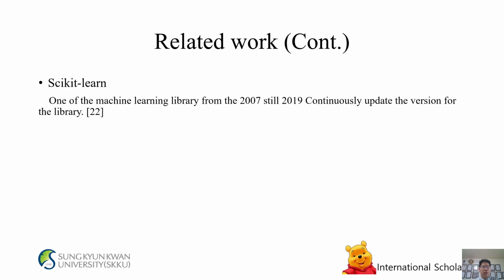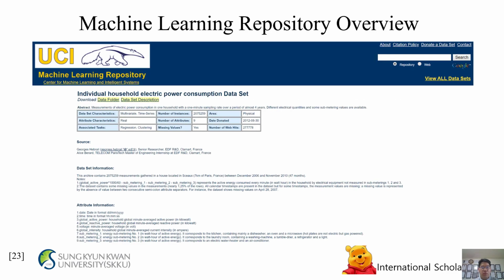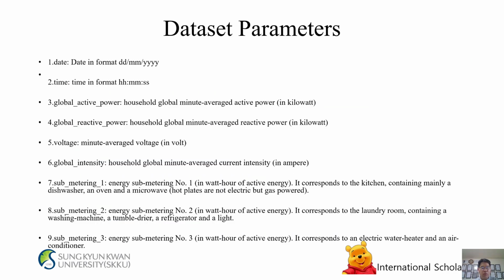Related work continues. Scikit-learn is one of the machine learning libraries, continuously updated from 2007 till 2019, reference 22. This is the machine learning repository overview, and then I use the UCI machine learning repository individual household electric power consumption dataset. This is reference 23. Count dataset parameters.